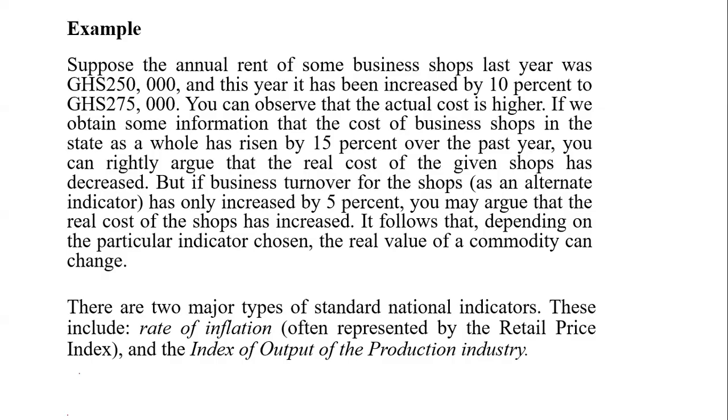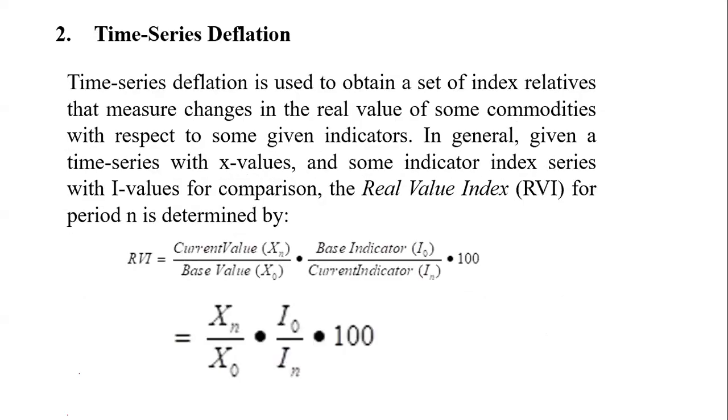But if business turnover for the shops as an alternate indicator has only increased by 5%, you may argue that the real cost of the shops has increased. It follows that, depending on the particular indicator chosen, the real value of a commodity can change. So that is clear. There are two major types of standard national indicators. These include rate of inflation, which is often represented by the retail price index, and then the index of output of the production industry. So take note of that.